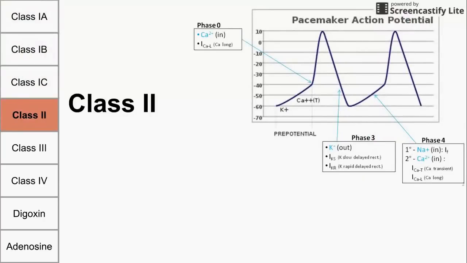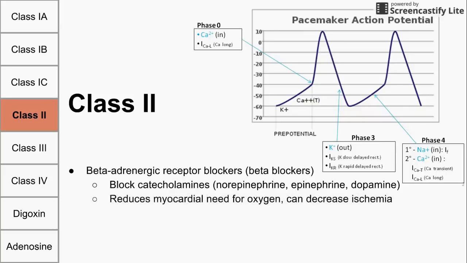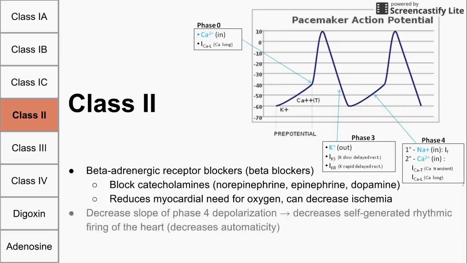Let's move on to class 2 antiarrhythmic agents. Class 2 antiarrhythmic agents are essentially beta blockers. They block beta adrenergic receptors. They therefore block the effects of catecholamines like epi, norepi, and dopamine. They reduce the myocardial need for oxygen, which can decrease the degree of ischemia. They slow heart rates. They slow the contractility.